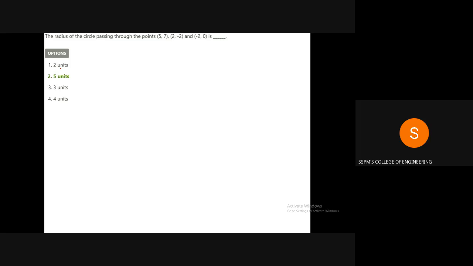We have to find the radius of the circle. Suppose this is the circle and it is given that it passes through the point 5, 7. Suppose this is point A, that is minus 2, 0. Suppose this is point B, it is 5, 7. And this is point C, that is 2, minus 2. So it is given that the circle passes through these 3 points, so they must be on the circle.